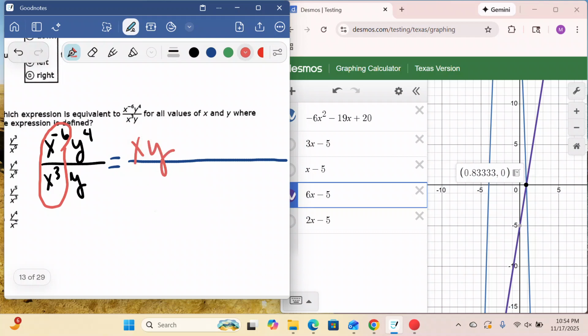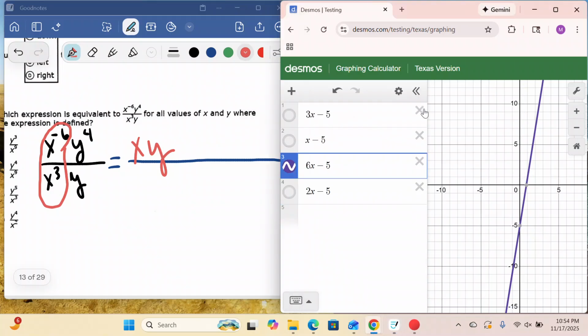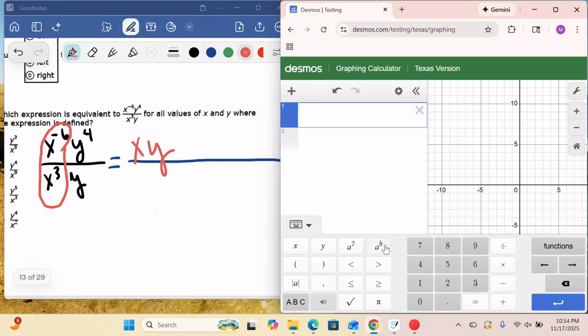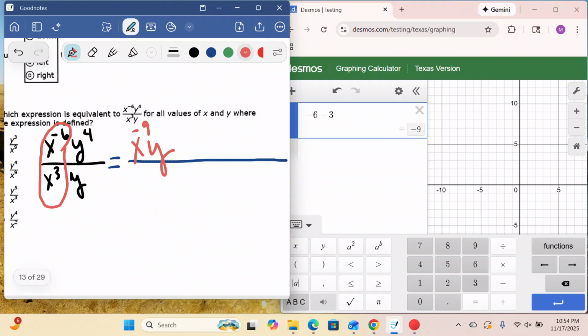Now I want to subtract -6 minus 3. Remember, when I have the same base, I'm going to subtract the exponents. So I'm going to just input that into Desmos and let Desmos do the work for us. I have -6 minus 3. All I submit is -6 minus 3, and the answer is -9. So this is x raised to the -9 power.